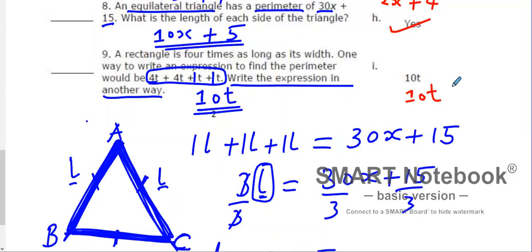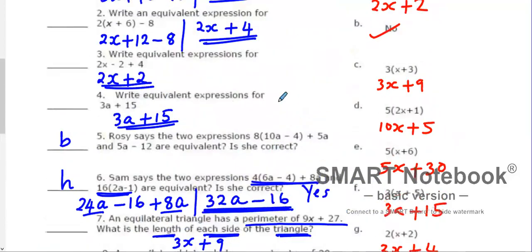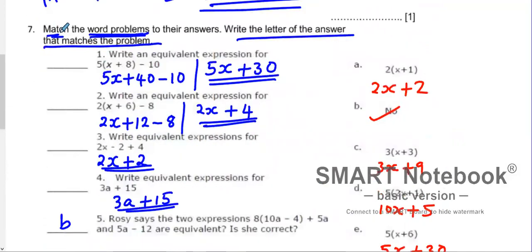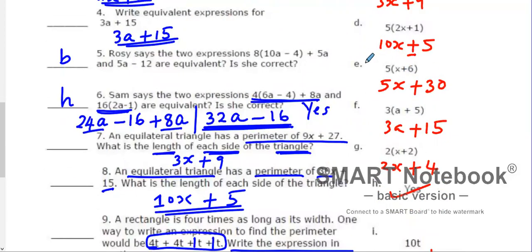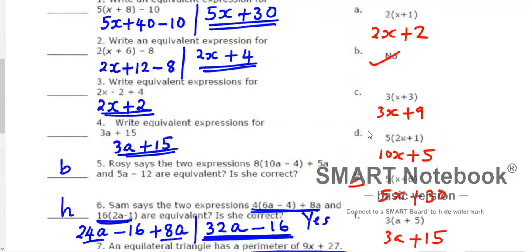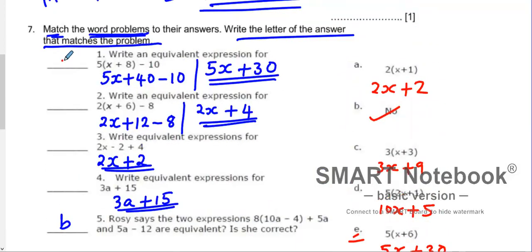Now let me try to match. Okay, question number 1. The question is match the word problems to their answers. Write the letter. We'll be writing only the letters. Question number 1, we got the answer 5x plus 30. Then we have to check if 5x plus 30 appears here. Yes, it is here. So then we have to write the letter. The letter in this case is E.